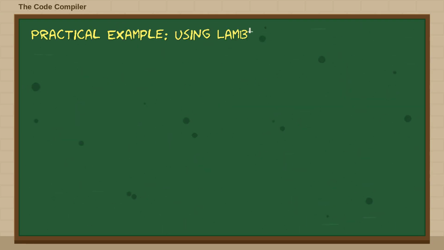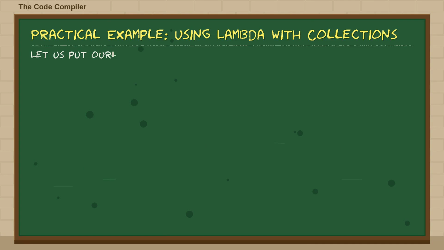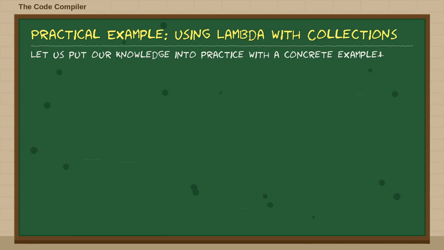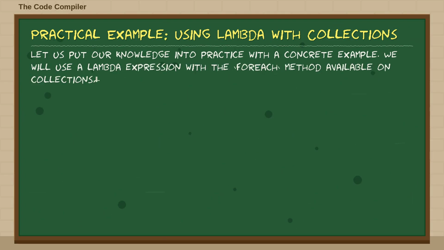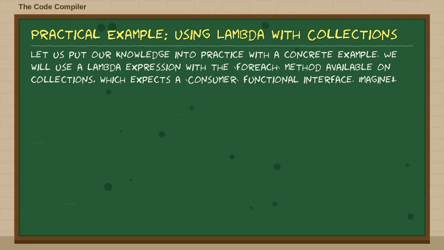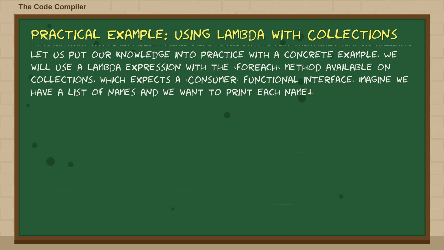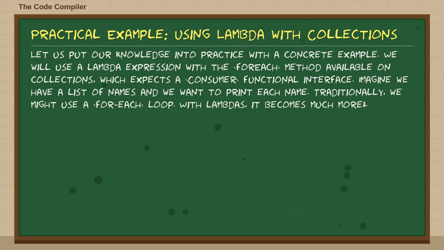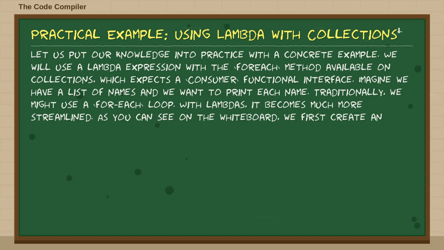Let us put our knowledge into practice with a concrete example. We will use a lambda expression with the forEach method available on collections, which expects a Consumer functional interface. Imagine we have a list of names and we want to print each name. Traditionally, we might use a for-each loop. With lambdas, it becomes much more streamlined. As you can see on the whiteboard, we first create an ArrayList of strings. Then, instead of a traditional loop, we call names.forEach.